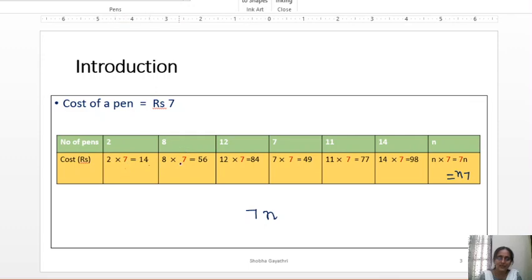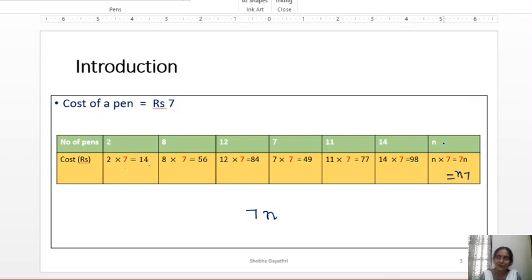When you are buying 8 pens, you have to give rupees 56. 8 number of pens into cost of 1 pen. 8 into 7 is 56. When you are buying 12 pens, you have to give rupees 84. When you are buying 7 pens, you have to give rupees 49. When the number of pens are 11, the amount is rupees 77. When it is 14 pens, 14 into 7, 98.